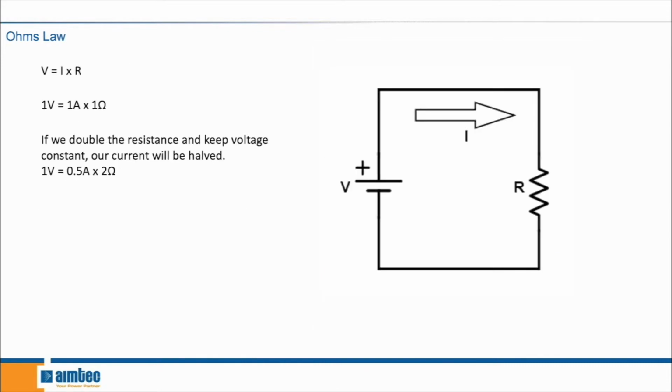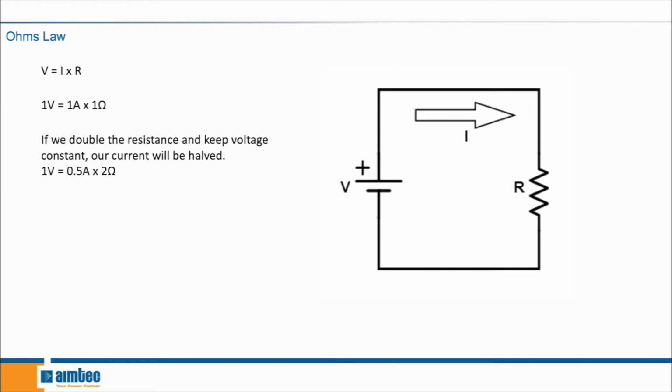Now we'll look at a simple circuit and talk about Ohm's law. Ohm's law is simply the voltage, which is equal to the current times the resistance. So 1 amp times 1 ohm will give you 1 volt. So we would say that the circuit has 1 volt passing through it. If we double the resistance and keep voltage constant, our current will be halved because the formula needs to hold. So if we still have 1 volt, but we double the amount of resistance in the circuit, we will have half as much current.